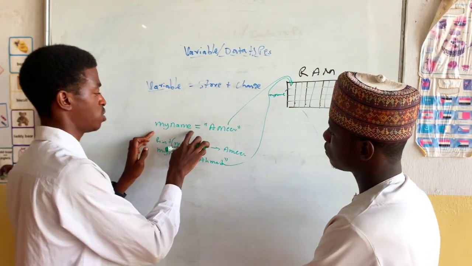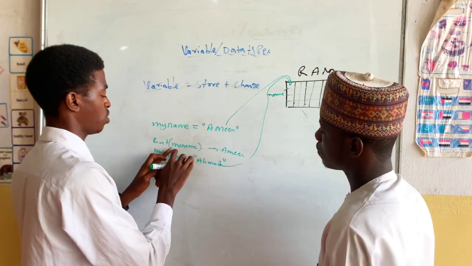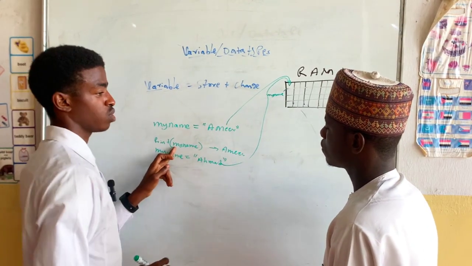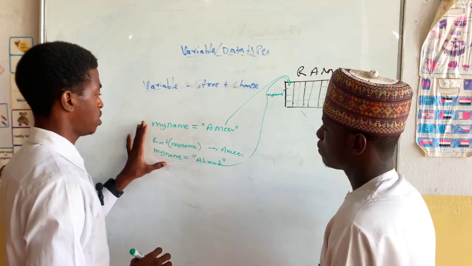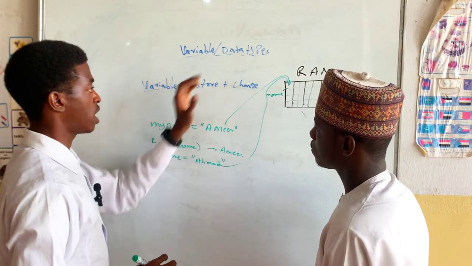Now we store your name in the memory space. This is the name of the space. Then we can access that, call what is inside that space, then we see what we stored inside. This is how a variable works. Then moving on, we have data types.